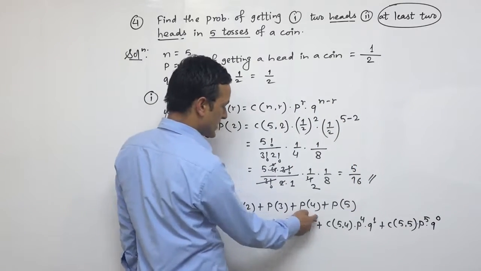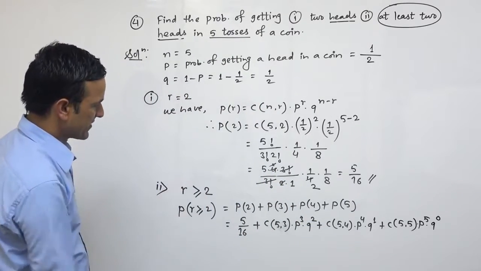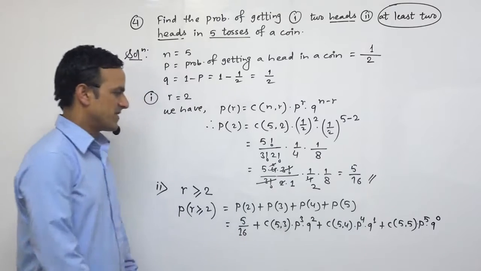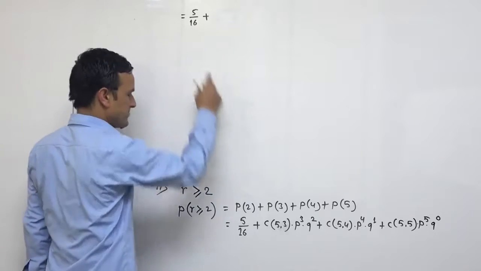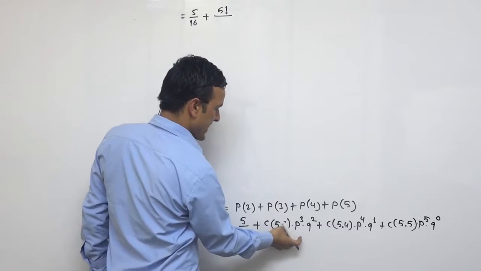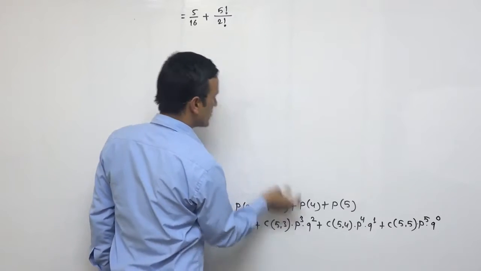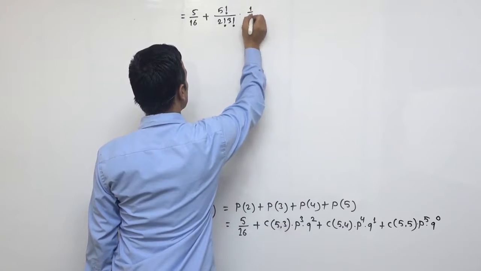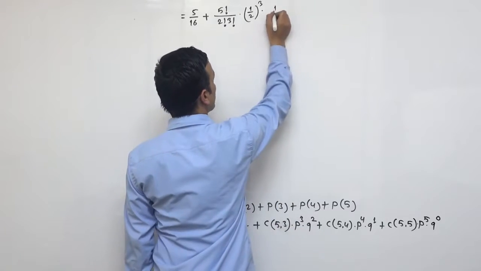The powers added should give a total of 5. We proceed by matching like this and finding the formulas. The values of p and q can be put in the next round. We keep finding values and solving this way. We are solving this: 5 by 16 is the same, plus C 5 3 means what? 5 factorial divided by 5 minus 3, n minus r. So this is 2 factorial, and r factorial means 3 factorial, and p means 1 upon 2. So 1 upon 2 to the power 3, and the value of q is 1 by 2.